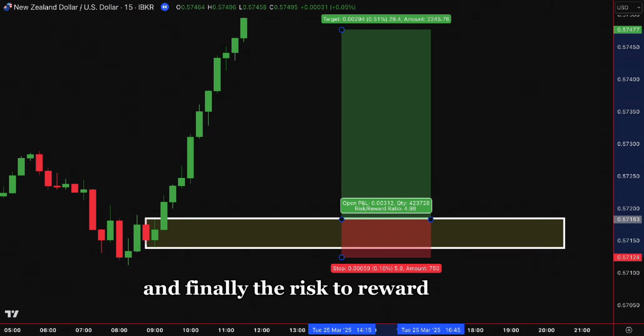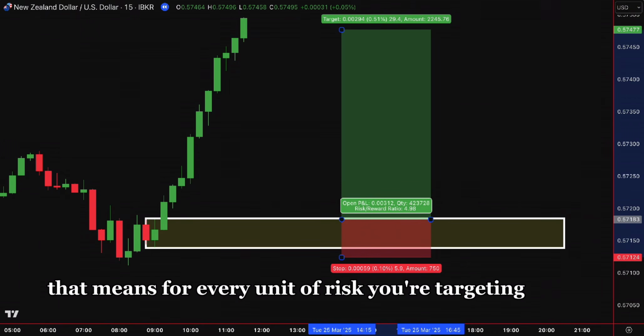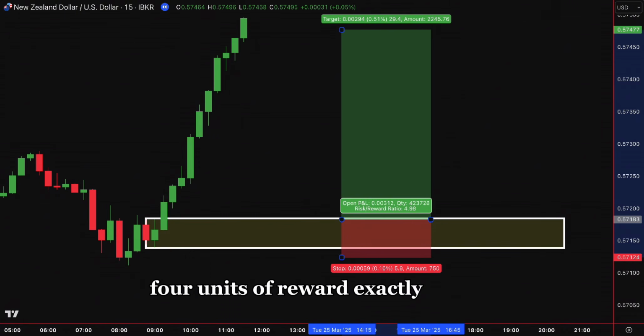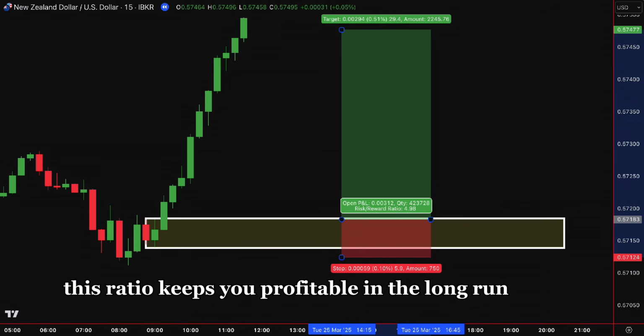And finally, the risk to reward. From this entry point, the setup offers a clean 4-to-1 ratio. That means for every unit of risk, you're targeting 4 units of reward. Exactly the kind of math that keeps your edge strong over time. Even if not every trade wins, this ratio keeps you profitable in the long run.